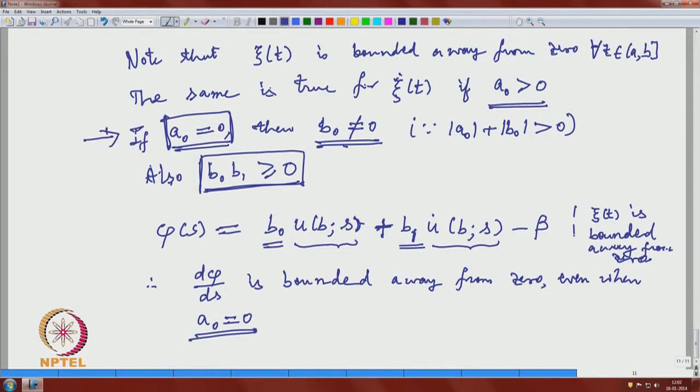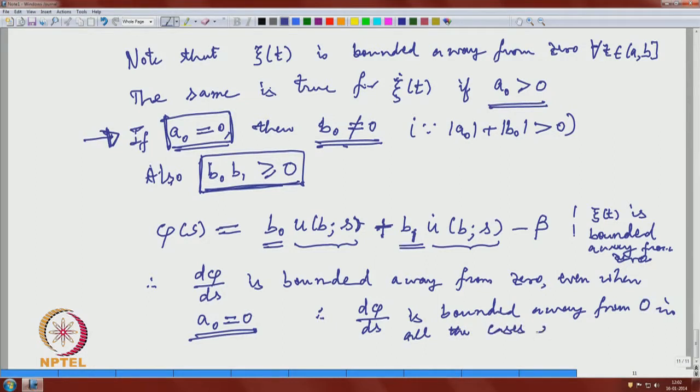So, remember this is an additional hypothesis. When A 0 is 0, we required that B 0 is different from 0, and we also required that B 0, B 1 have the same sign, and that assures that d phi by d s is again bounded away from 0, even when A 0 is 0. So, therefore, d phi by d s is bounded away from 0 in all the cases. And this completes the proof.